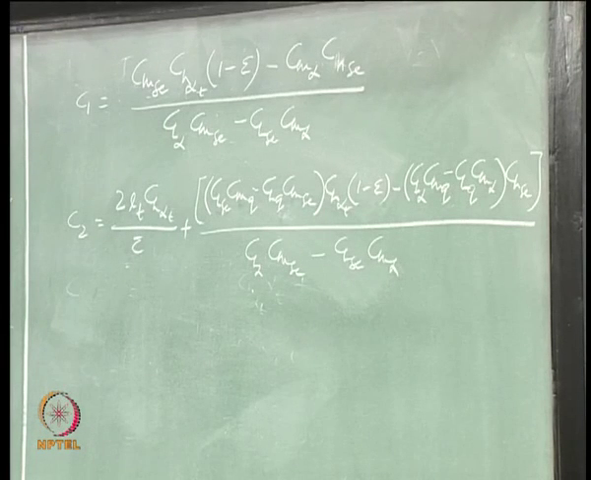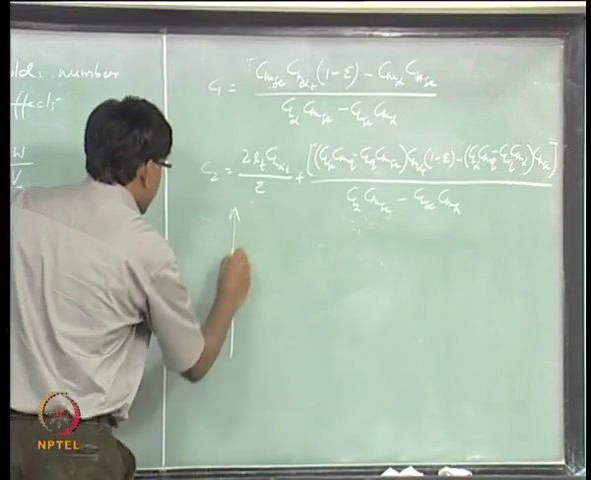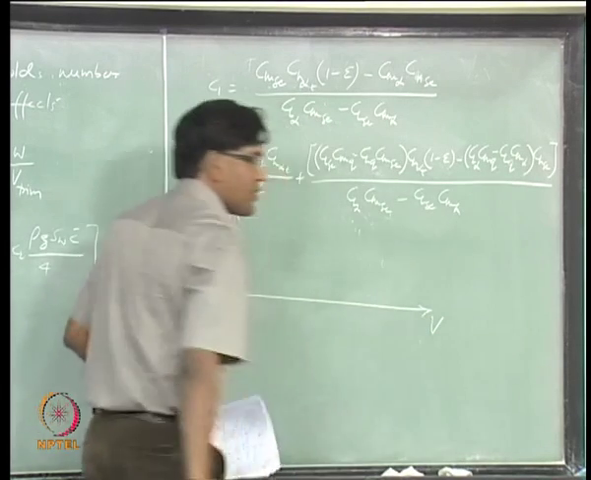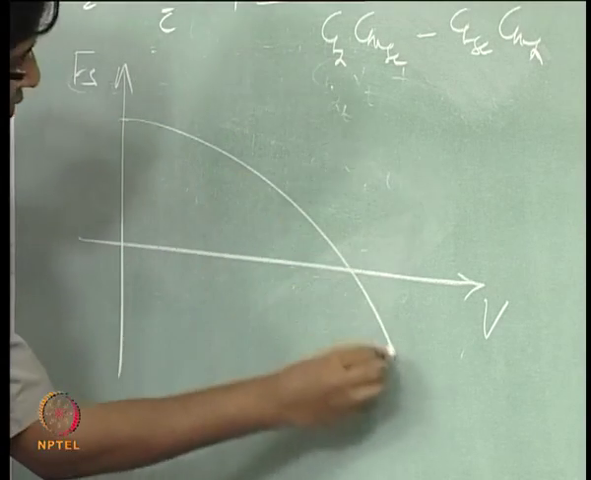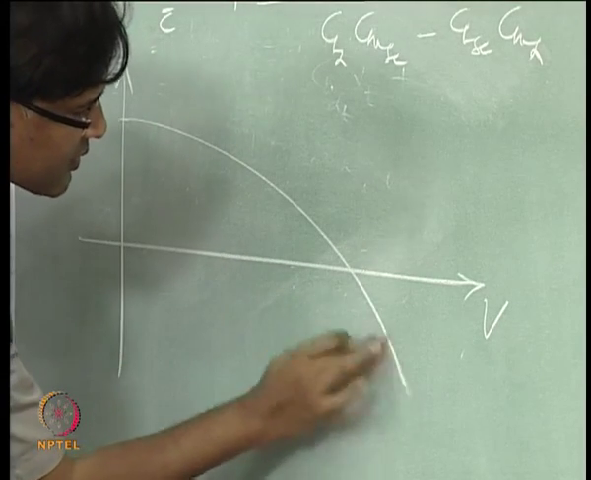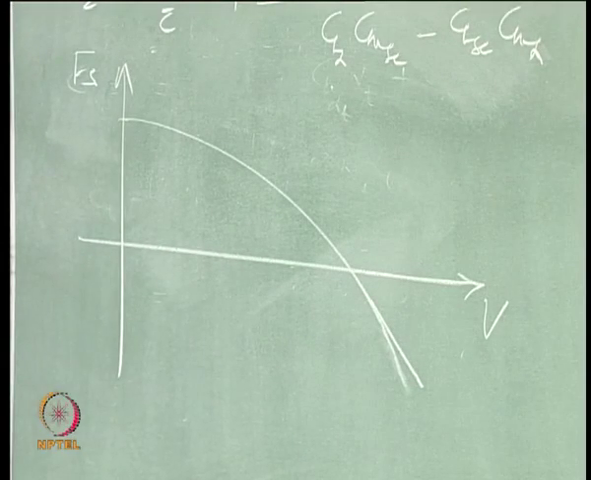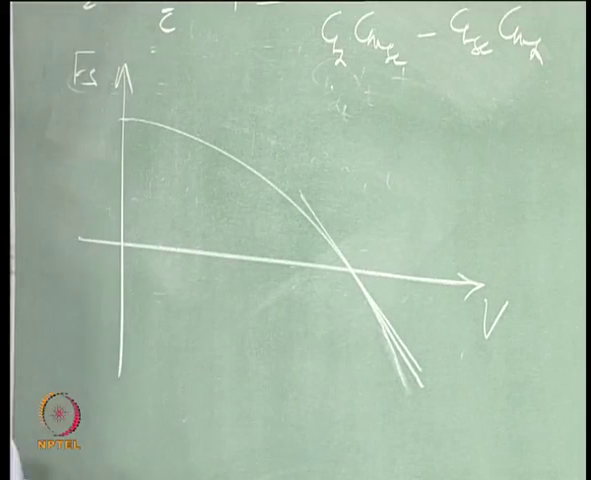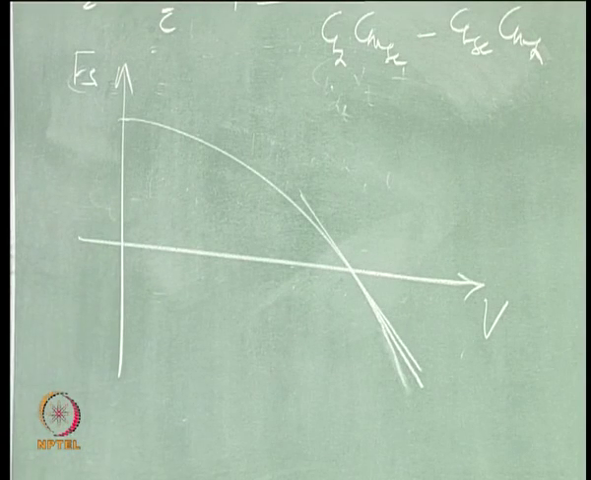Let us try to quickly see what actually this means, okay. So I am plotting here the stick force against speed, and this curve is somewhat like this. Okay. So let's try to find out the slope of this curve at FS equal to 0, okay. That is the trim speed.